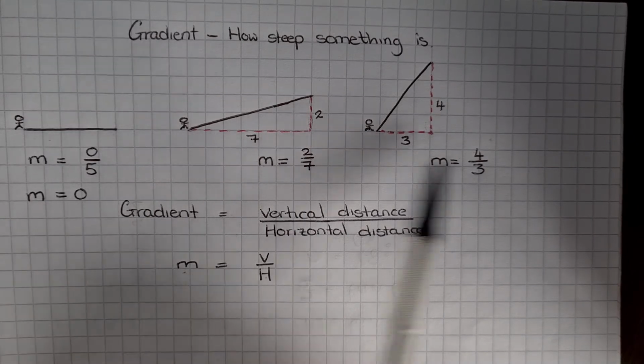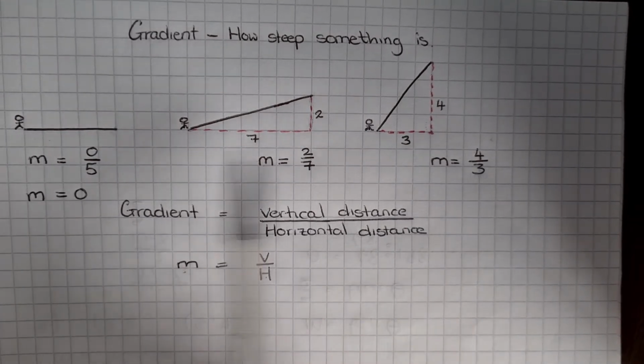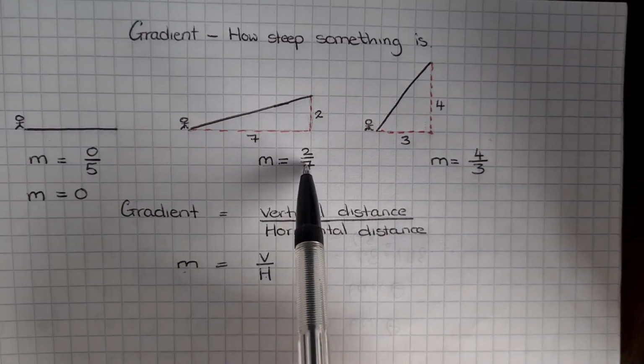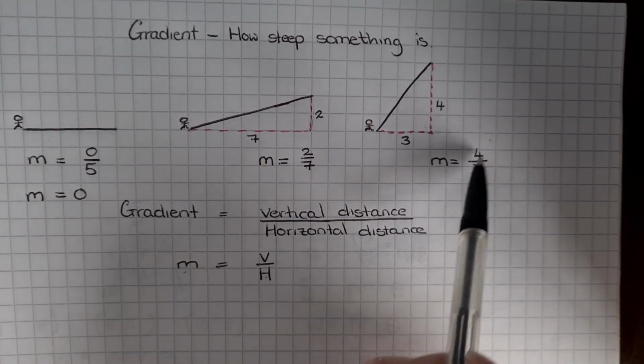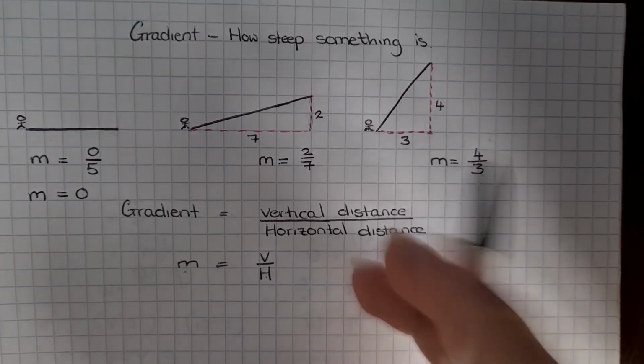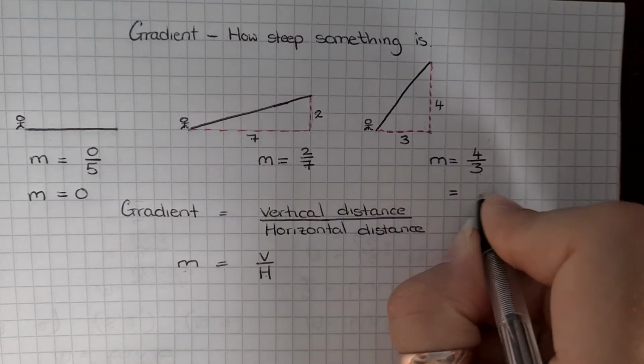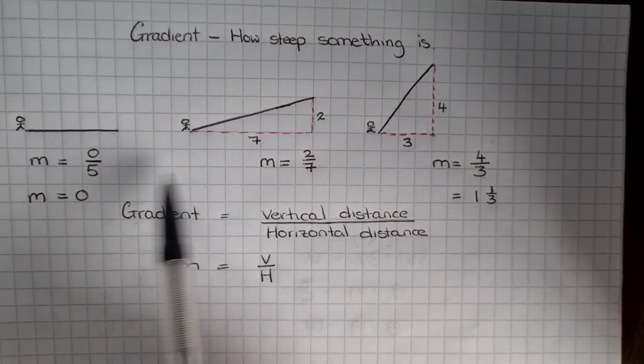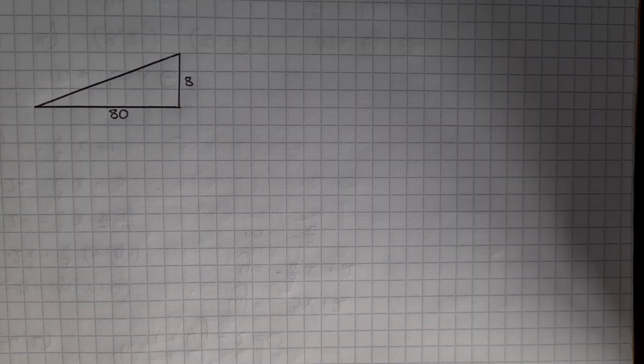So we should see that these numbers get bigger the steeper they get. So this one's 0, this one's 2/7, and this one is 4/3, or another way of writing that is 1 1/3. So they are definitely getting bigger each time.